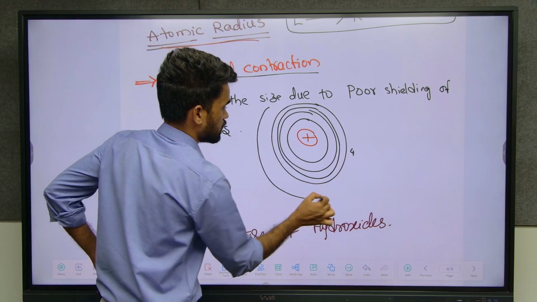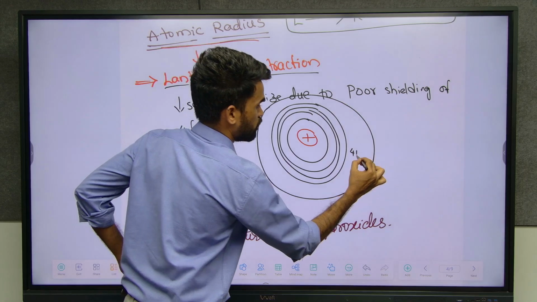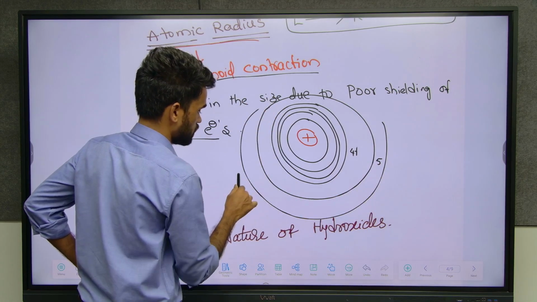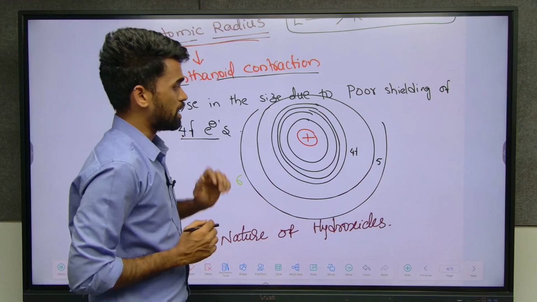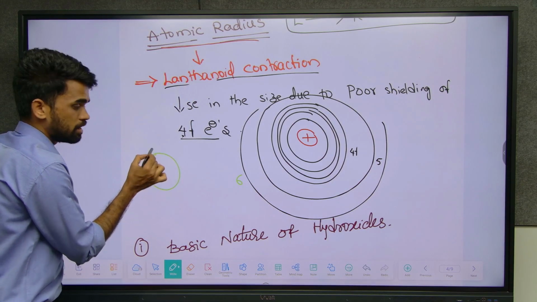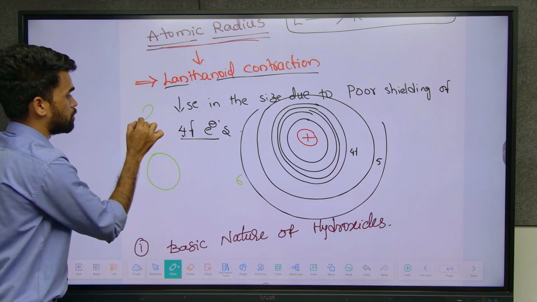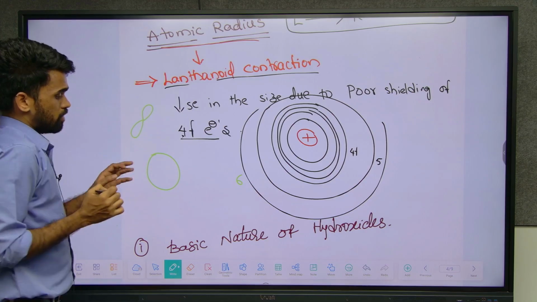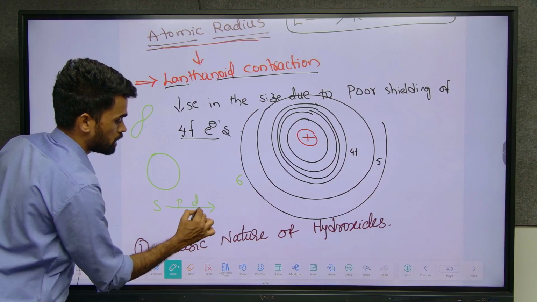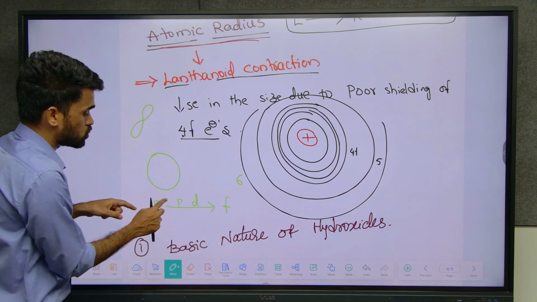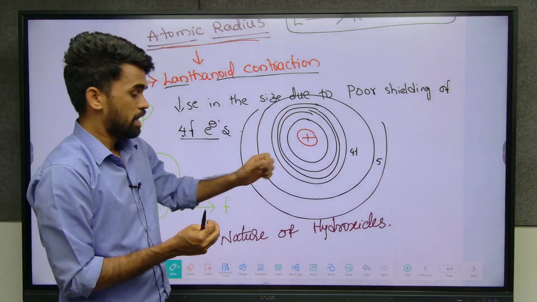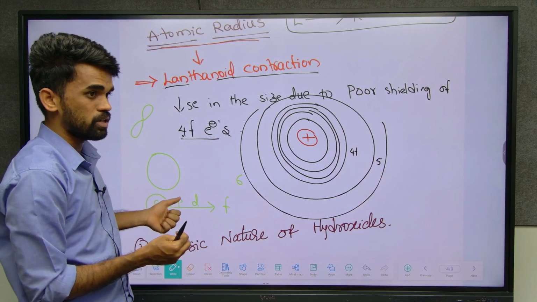Now this is 4f here, let us say. This is 5 and this will become 6. Now what I am saying is the s orbital shape, how you are writing, like a spherical. P means it is like a dumbbell. When we are going from s to p, p to d, d to f, what happens to its penetrating capacity, which is symmetrical around the nucleus? The s orbital is very symmetrical around the nucleus.